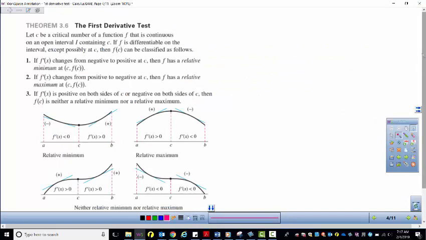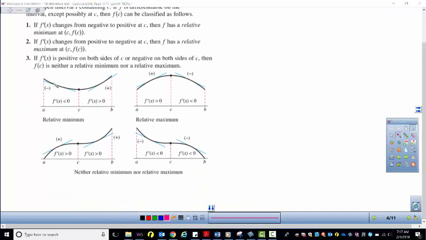A couple little special cases here. These kind of say the same thing. You can read through those if you'd like. Again, derivative less than 0, greater than 0. Derivative positive, derivative negative. So here's a max, this one was a min.